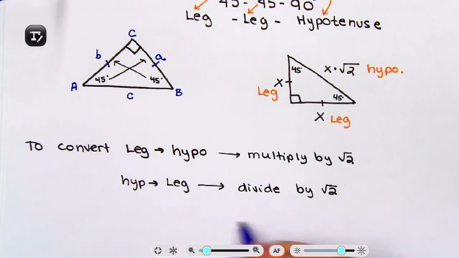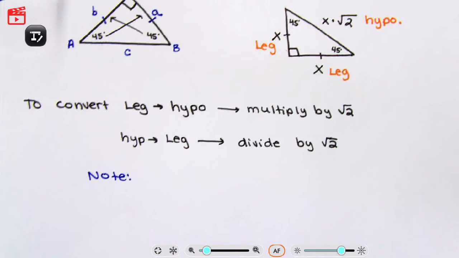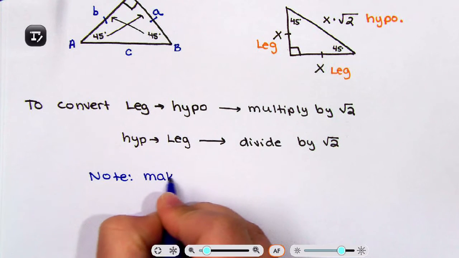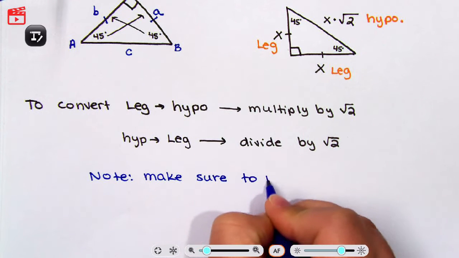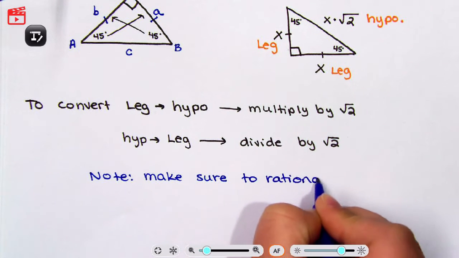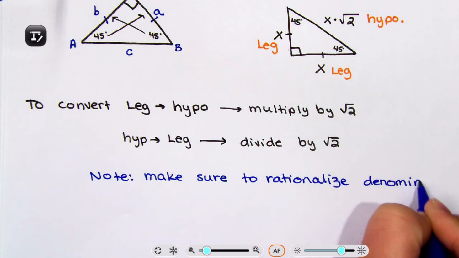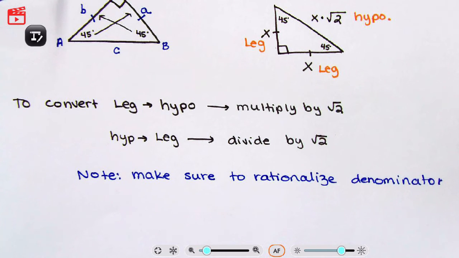Now, be careful when you are dividing by root 2. I'm going to write a note here. You cannot have a radical in the denominator. So make sure to rationalize the denominators. You cannot actually have a square root as a denominator, so make sure to rationalize that. All right, let's go ahead and move on.